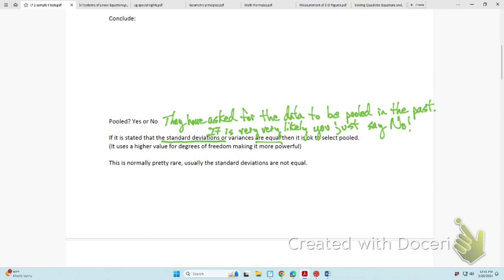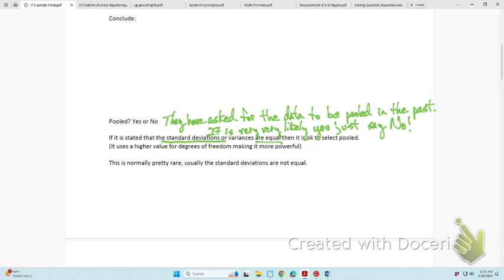Some teachers teach no matter what, say no. I don't like to say no matter what. Like if they clearly say we can assume standard deviations are equal, then you're going to say yes. All right? But they're not going to. It's not going to happen, and we're going to say no.